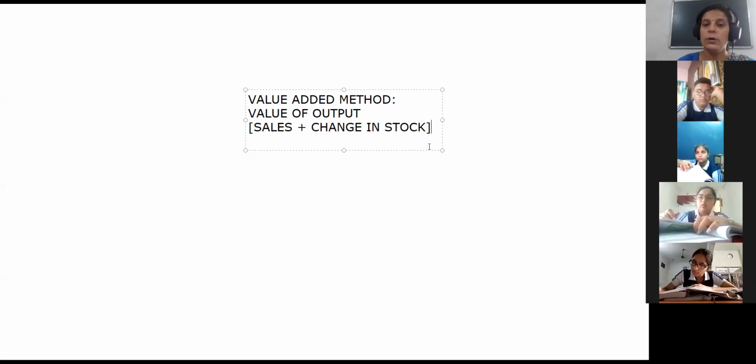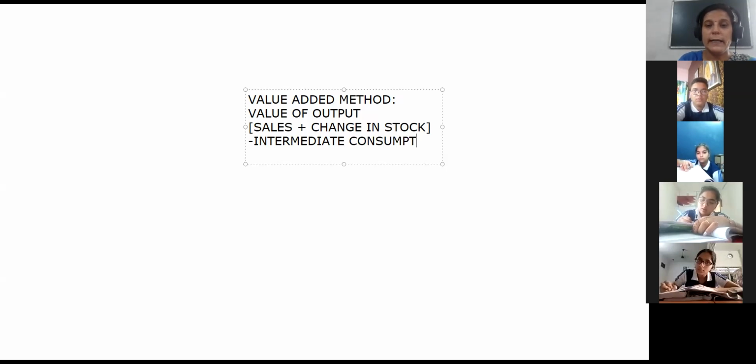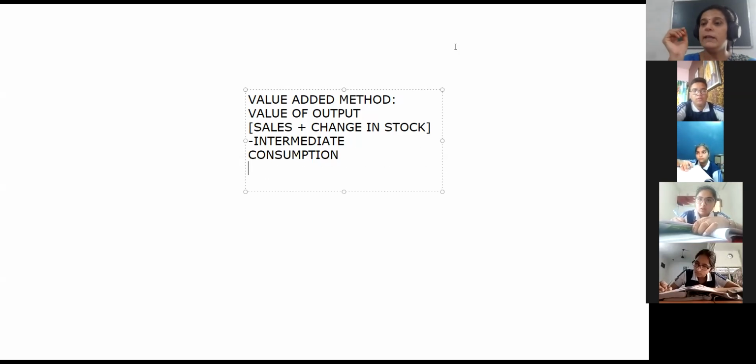Okay, and now from this value of output, we have to subtract intermediate consumption. Please write the formula with me. I will not give this a time. Okay, we have to subtract the intermediate consumption. Intermediate consumption means जितना भी उस commodity को produce करने में हमारा खर्चा लगा है.